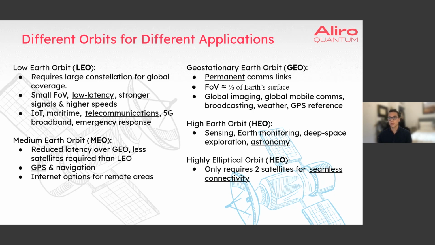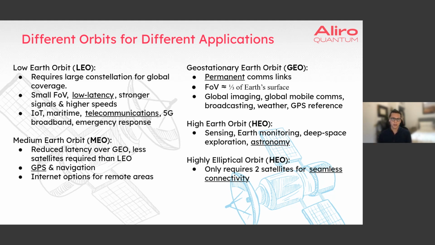Sometimes medium Earth orbit satellites are used to provide internet services to remote areas. The geostationary orbit, as I mentioned, because it has this fixed position in the sky, is really suitable for more permanent communications links. Their field of view is about a third of the Earth's surface, so we don't need many geostationary satellites to get to global coverage.